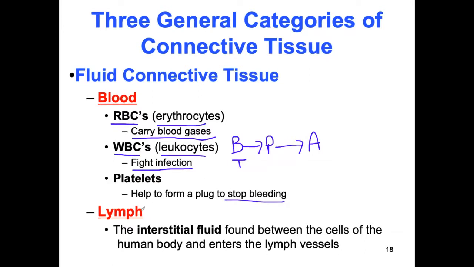The other type of fluid we have is lymph. Lymph is interstitial fluid. Interstitial means it's between the cells of the human body, and they're going to enter the lymphatic vessels. That's interstitial fluid.